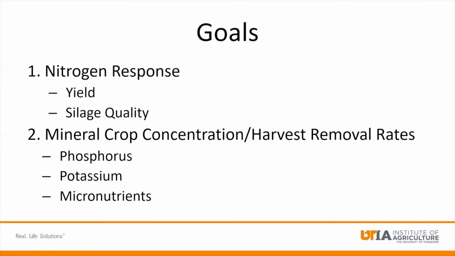The goals are to review the nitrogen response of corn silage in terms of the yield and the silage quality, and also to cover mineral crop concentrations and harvest removal rates, which are very important for corn silage because we do remove the entire plant. The concentrations of certain macro mineral nutrients such as phosphorus and especially potassium are very high. And of course, that's realized as a cost for production. We'll also go over some of the characteristics that we see in micronutrient concentrations as nitrogen fertilization rates vary.